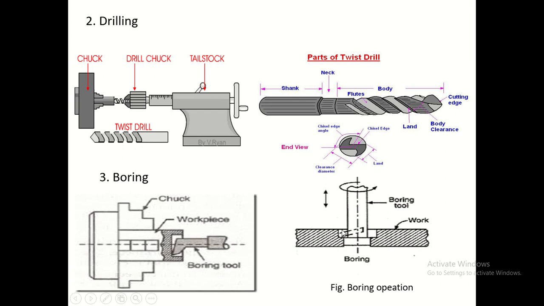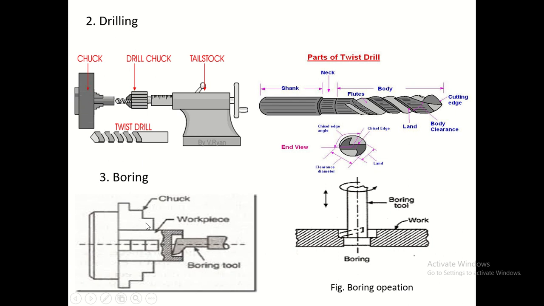In boring, we will enlarge the drill hole. Means this is the drill hole, we are enlarging it, and this is the enlarged hole. The boring tool is used for the boring operation. It is also a single point cutting tool because only one point of the boring tool is in contact with the workpiece. That's why it is called the boring operation.